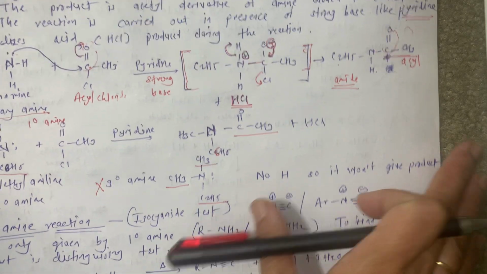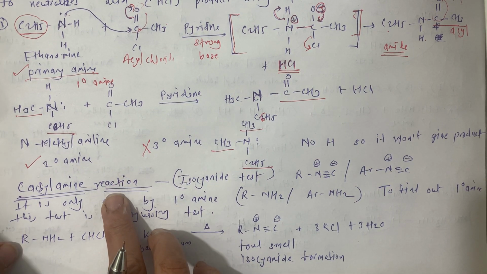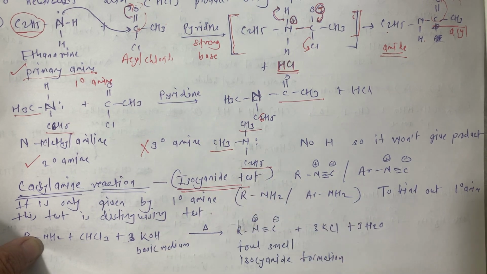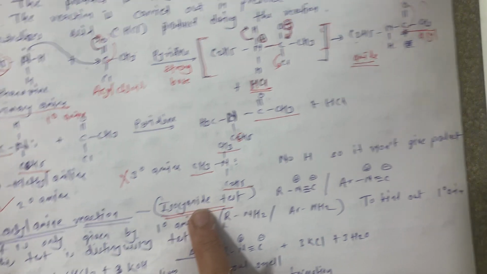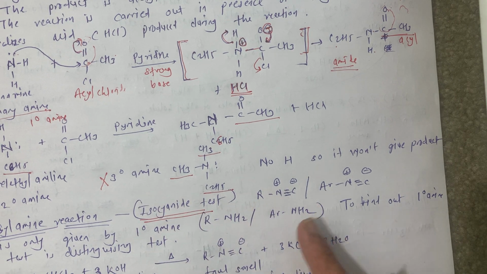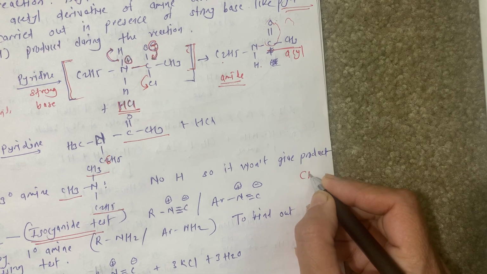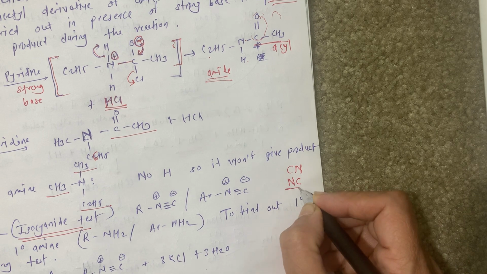This is the thing. Next, again a very important reaction. This is the carbylamine reaction, also called the isocyanide test. Isocyanide means NC, N triple bond C. This is cyanide. CN is the cyanide, while NC is isocyanide.